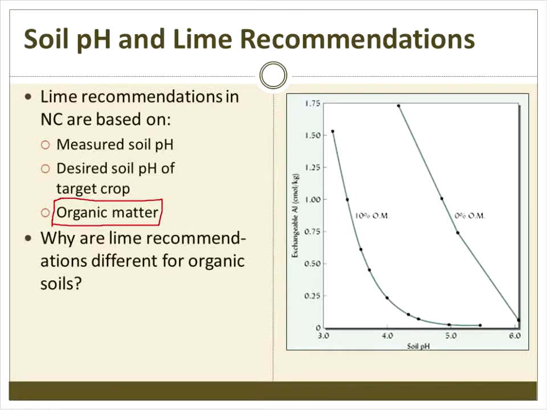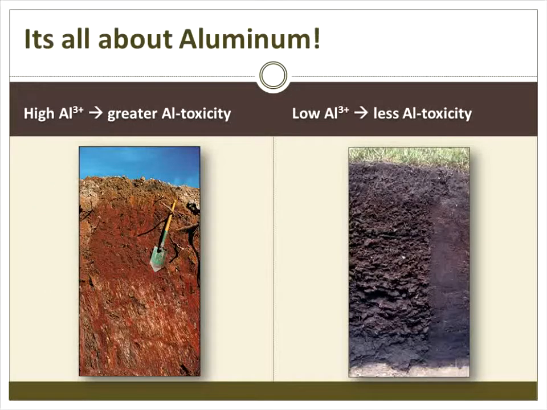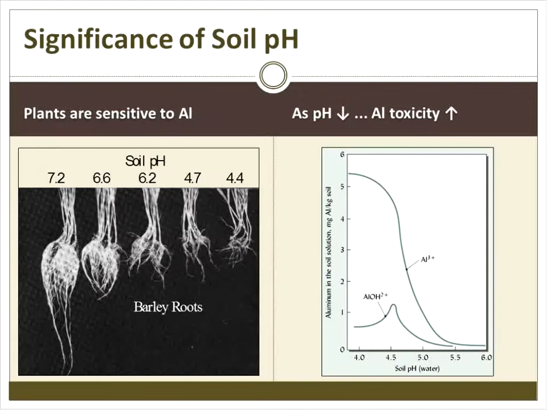You might be asking yourself, well, why is that? It has everything in the world to do with, oh man, he's back on aluminum again, right? Back to aluminum. These mineral soils, these bright red, high iron, high aluminum type of soils, have high aluminum concentrations. So we've got a lot of aluminum, a lot of this stuff that we have to deal with in order to make this not happen and make this healthy root system happen.